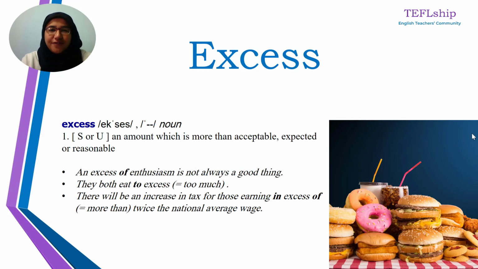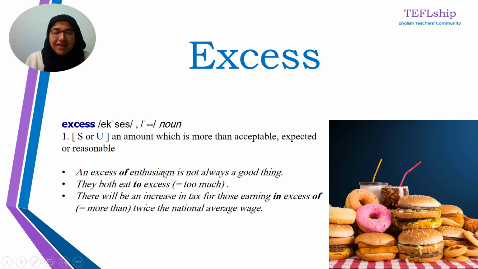Now let's start with the first word that we have here, which is excess. So excess means an amount that is more than acceptable or reasonable or expected. So for example, you can say an excess of enthusiasm is not always a good thing. Enthusiasm means really, really excited, to be very excited about something. So if you are enthusiastic about your coming vacation, it means you are very excited about it.